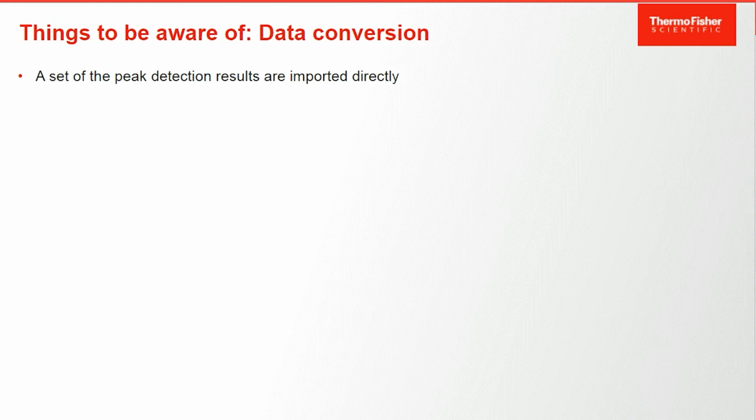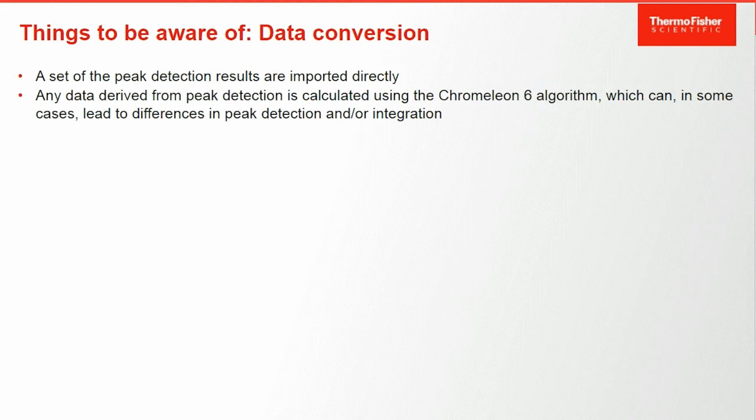So one example of this is we use the Chromeleon 6 data to reanalyze the peaks that you bring over via data conversion. It's the same exact algorithm as in Chromeleon 6, however, it's based on the new technology that's available for Chromeleon 7. And that means that there will be slight differences in the detection and maybe even the integration of those peaks. So you need to keep an eye on that if you decide to convert the data.